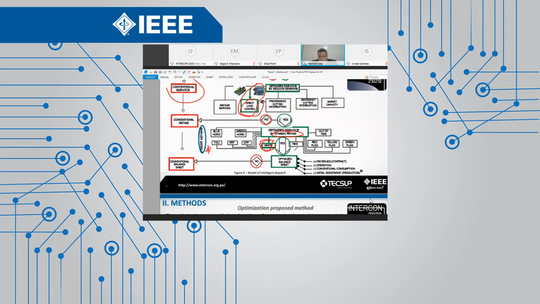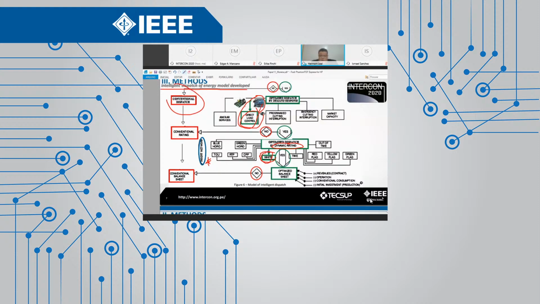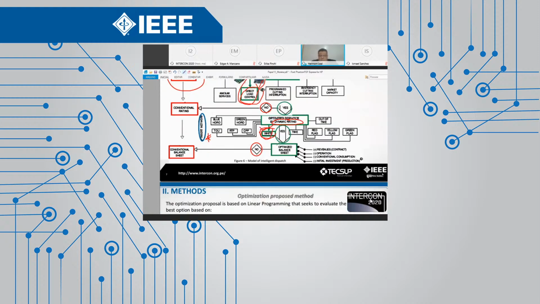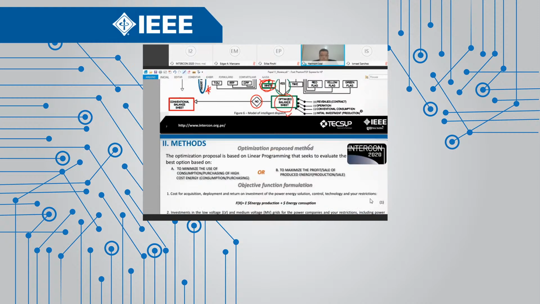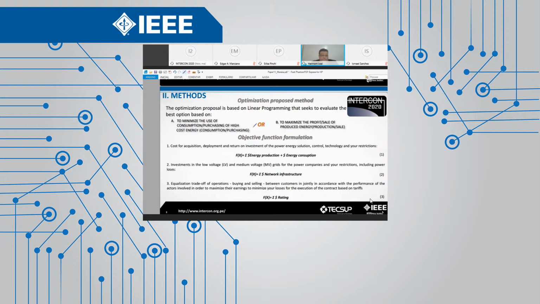if in the last step we have direct control, white tariff or dynamic rating, we can optimize the balance sheet to finally reach this intelligent dispatch. Well, the proposed optimization method is based on linear programming, right?